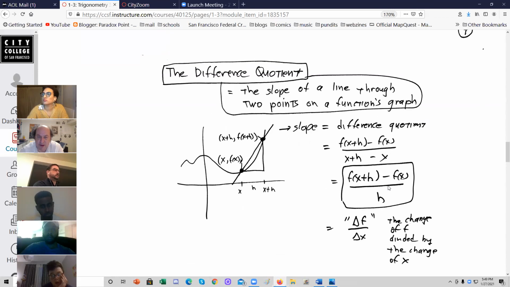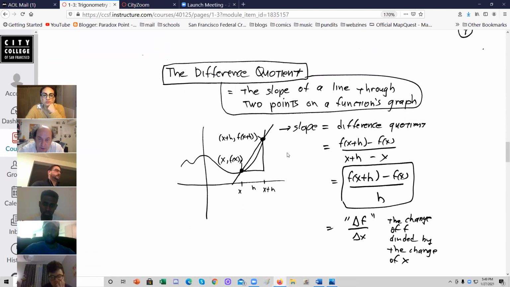Here's something they mentioned. I don't really do that much in this book, but oh, Lord knows when you get to calculus, this will be all over the place. The difference quotient. It's the slope of a line through 2 points on a function's graph. Here's a point on the graph, x by f of x. Move over h, move up here to x plus h by f of x plus h. The slope of this line is the difference quotient. The rise over the run.